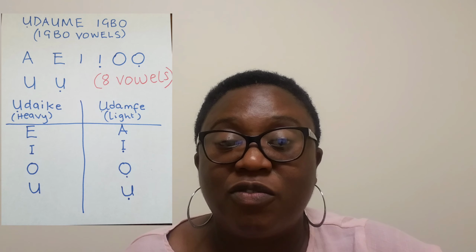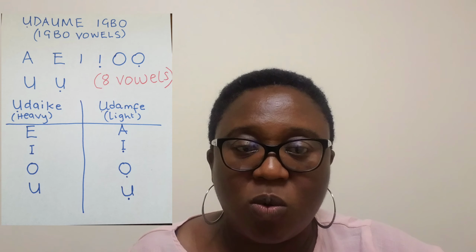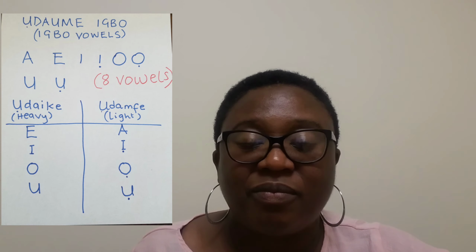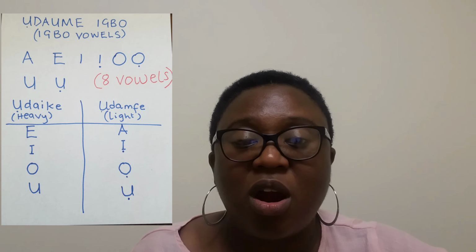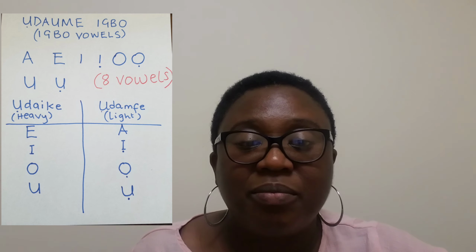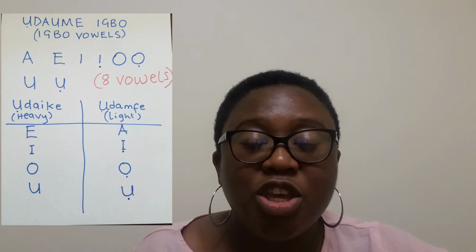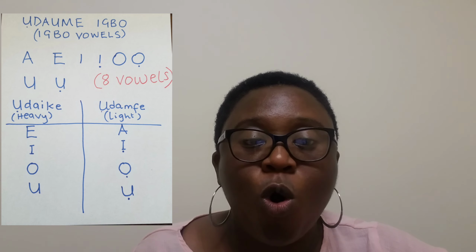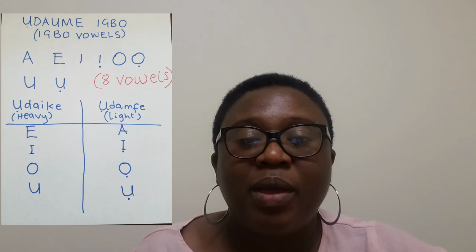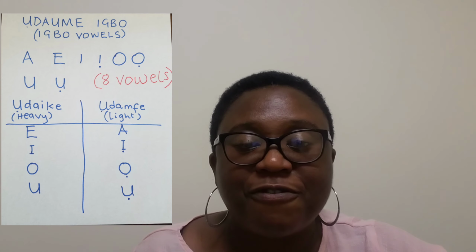We have the heavy vowels and we have the light vowels. Heavy vowels are called ôdaume, and they are e, I, O, U.